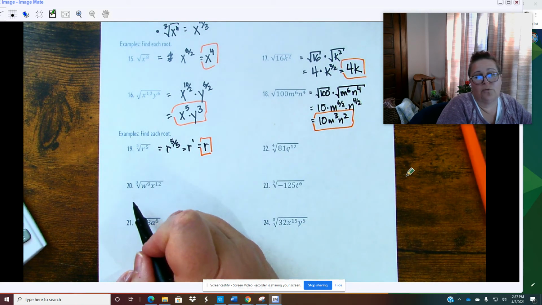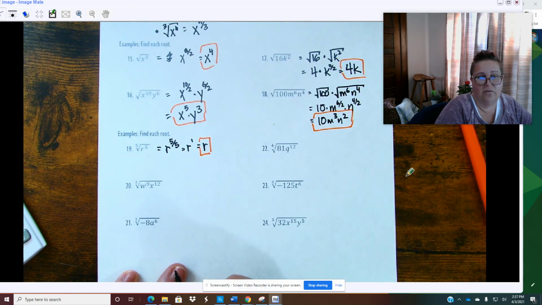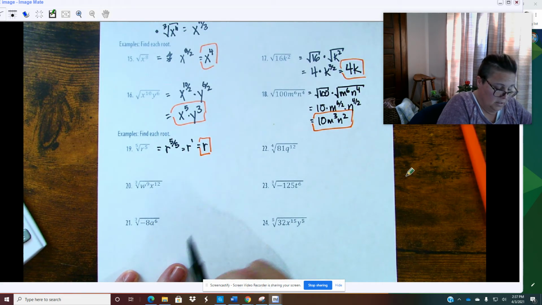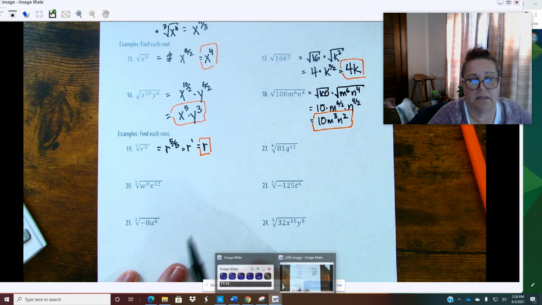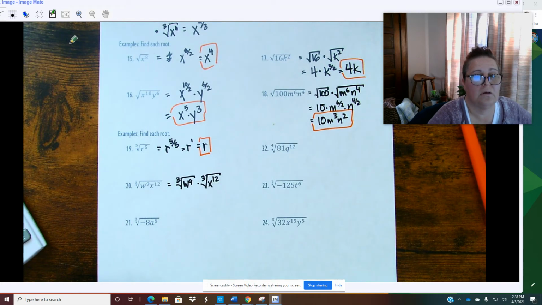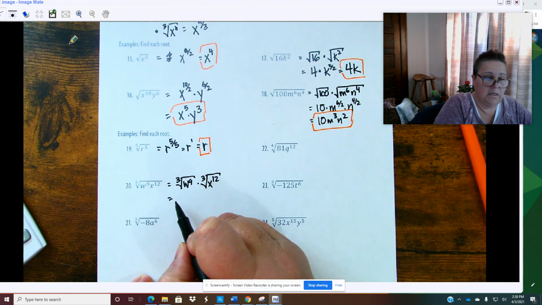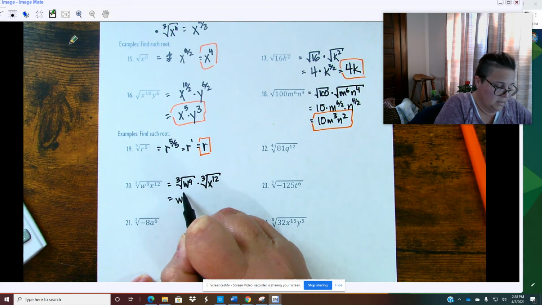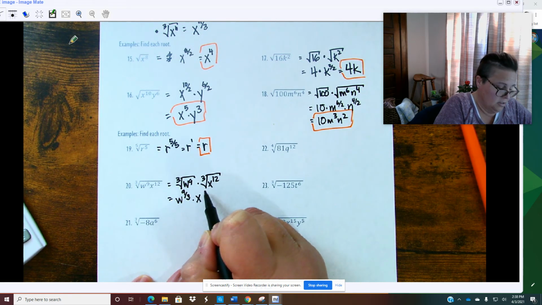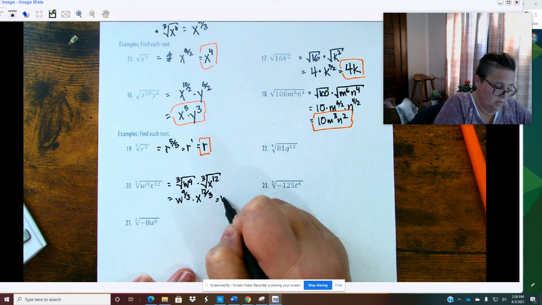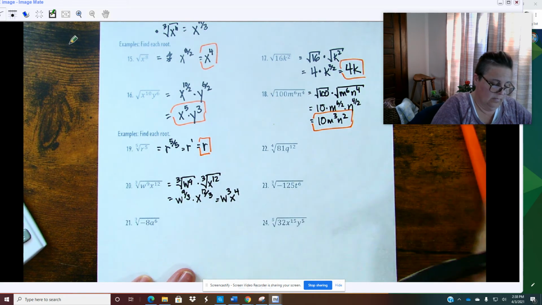What do we do about the 3rd root of w to the 9th x to the 12th? Well, this would be the cube root of w to the 9th times the cube root of x to the 12th. It's okay if we split them up. Okay, so this would be w to the 9 over 3 times x to the 12 over 3, or w to the 3rd x to the 4th.